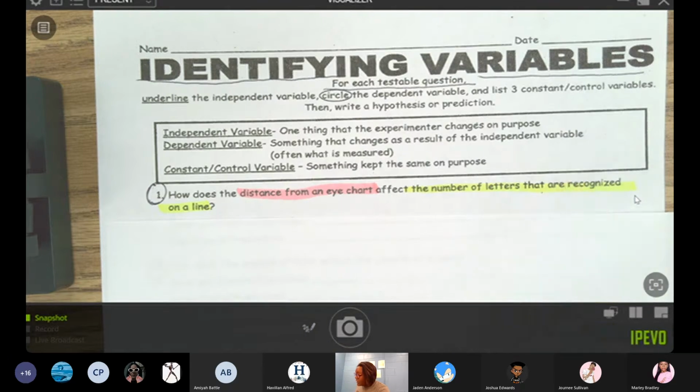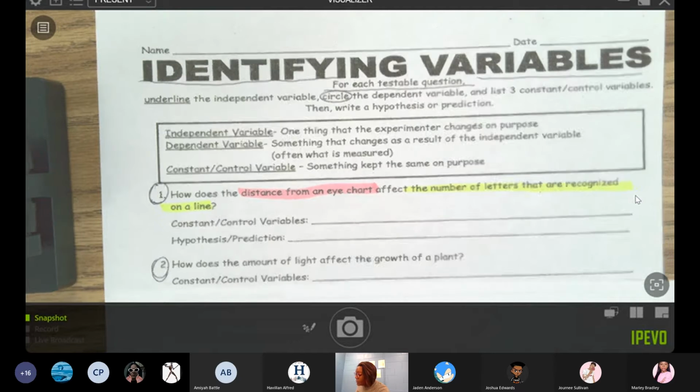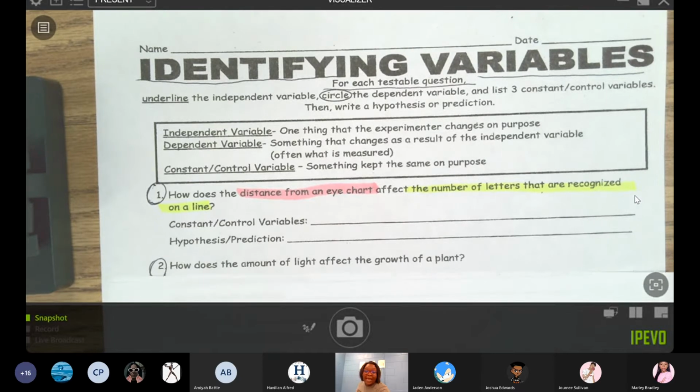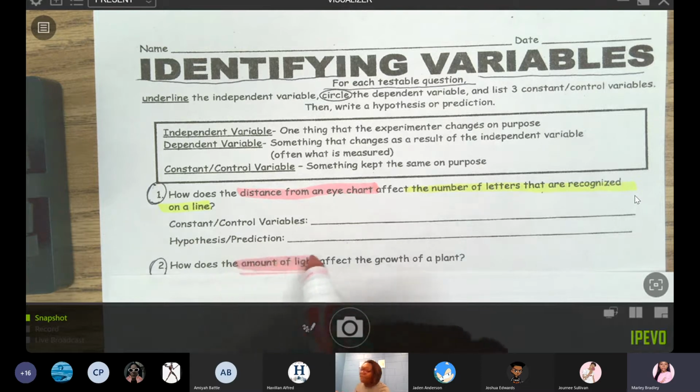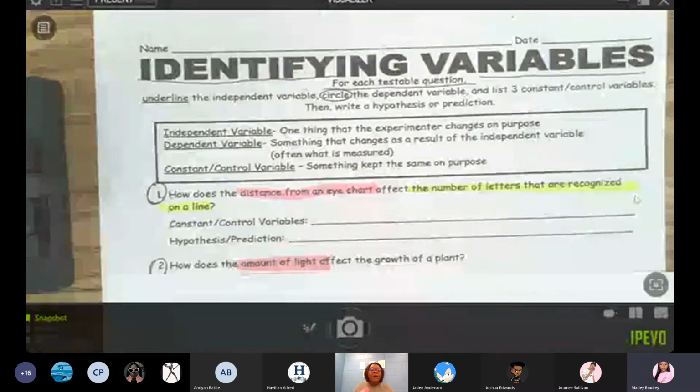Okay, let's look at example 2. You'll want to write this question in your notes as well. How does the amount of light affect the growth of the plant? Now, someone make a guess here. You may turn on your mics. Let me know, what is my independent variable here? What do I have the power to change here? The amount of light. The amount of light is going to be my independent variable. The amount of light is my independent variable.